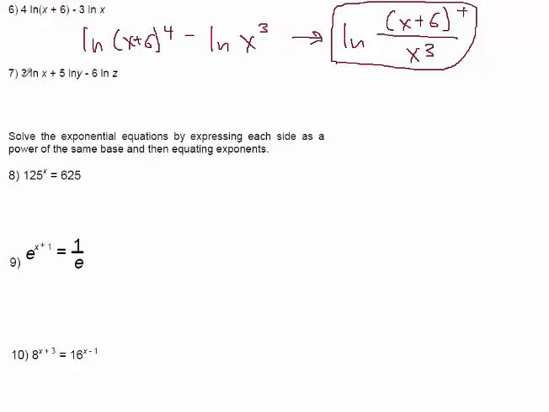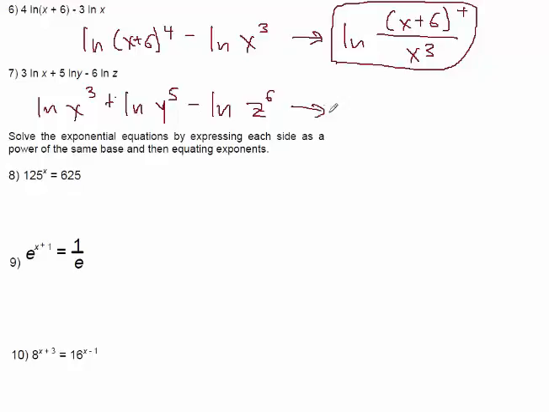They're all natural logs. 3 ln x is the same thing as ln x to the third, plus 5 ln y is the same thing as ln y to the fifth, minus 6 ln z to the sixth. And then you can multiply the top two and then divide it by the bottom.